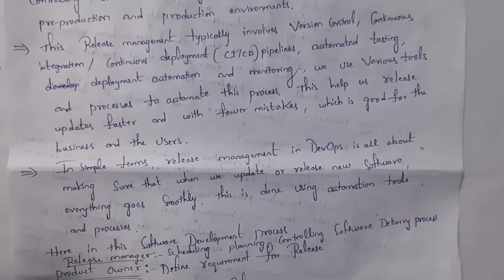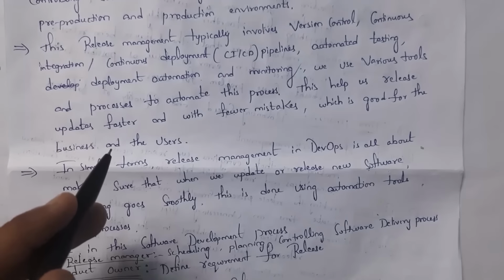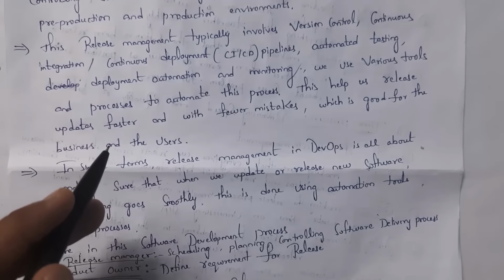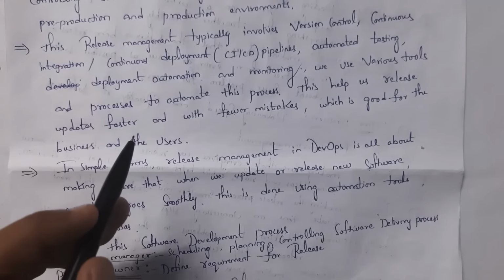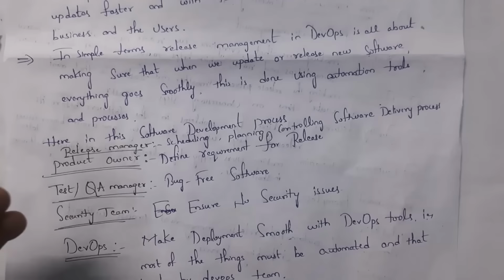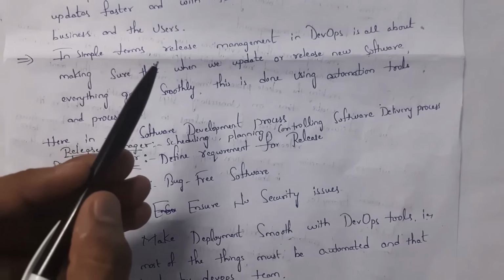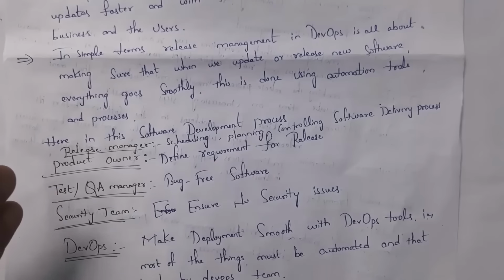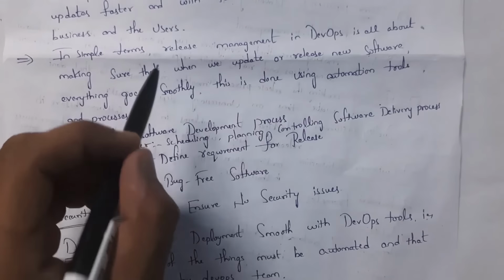In DevOps, we will use various kinds of automation tools in order to complete the entire work, from developing software to placing our software in the production server. So if we use automation tools, our work will complete very fast, with very few errors or without any errors. So this will be good for business as well as users. So in simple terms, release management in DevOps is all about making sure that when we release or update any new software, everything goes smoothly, and this entire work is done by using automation tools and processes.